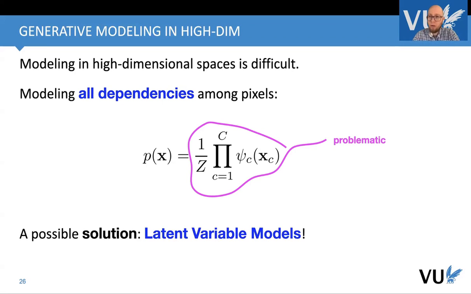A possible solution to it is to use latent variable models. In other words, instead of working in the pixel space, we can try to extract some features that are useful, ideally learn these features, and then we will simply work in this lower dimensional space where there are predefined features. Maybe very abstract features.